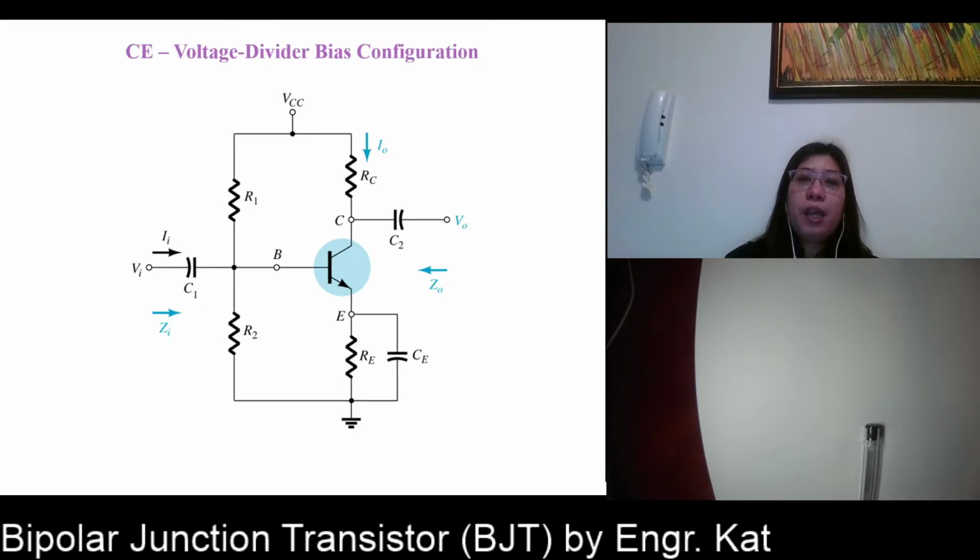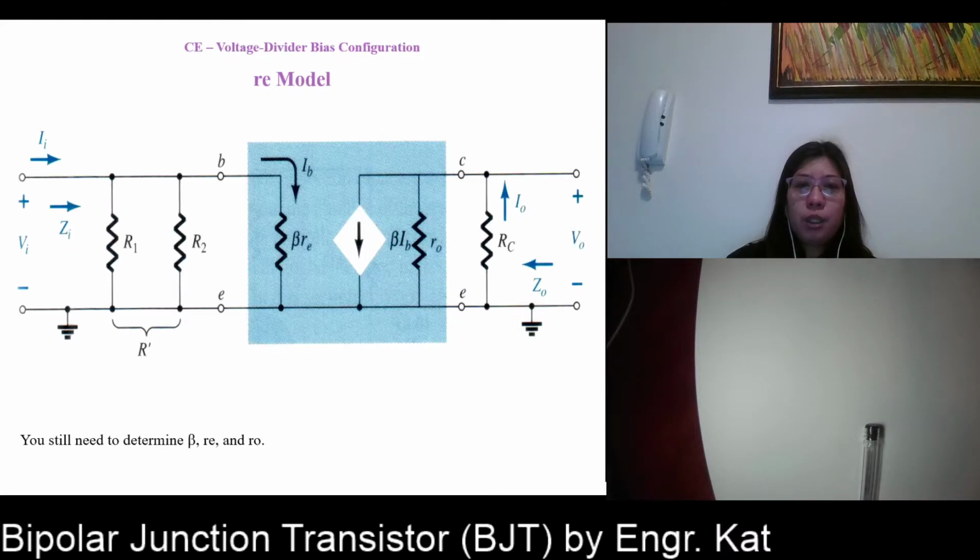So voltage divider bias configuration. So this is your model. The only difference is your R1 and your R2 here. We call this R1 and R2 R prime. You still need to determine your beta, RE, and RO. Beta and RO is usually found in the specification sheets, while RE, we usually derive using your DC analysis.